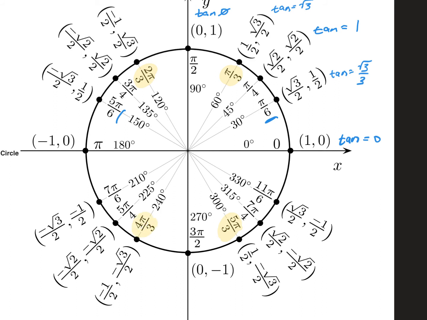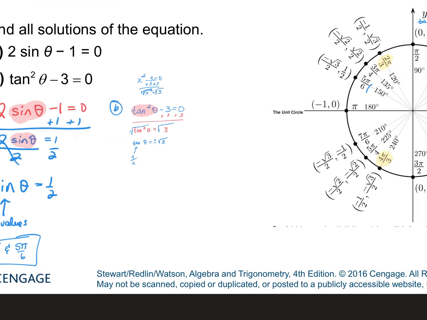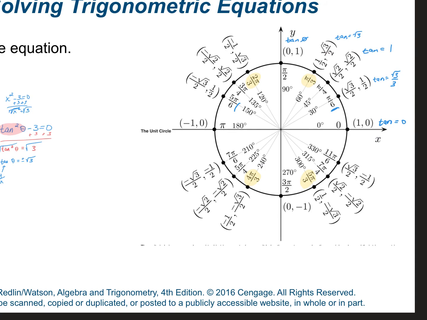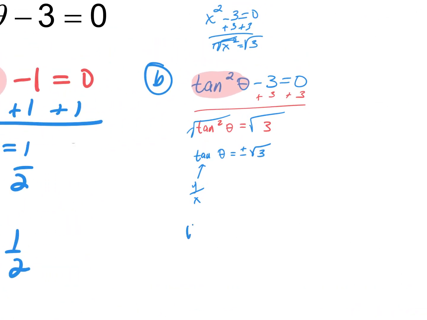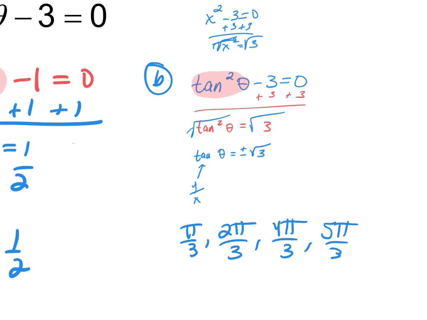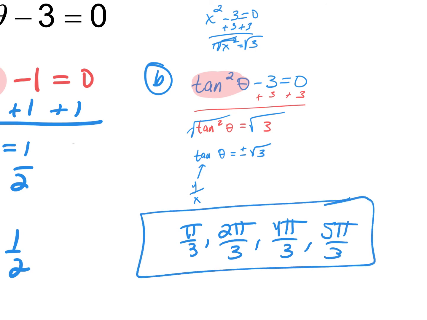Perfect. So your 4 answers here, and we have 4 because it's plus or minus. Your 4 answers would be, tell me again, pi over 3, 2 pi over 3, 4 pi over 3, 5 pi over 3. What do you guys notice about those answers? They all what? Same denominator? All right, there'll be a common theme when you have something like that.